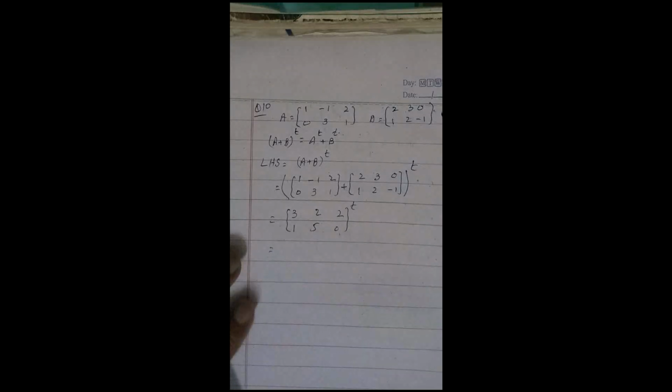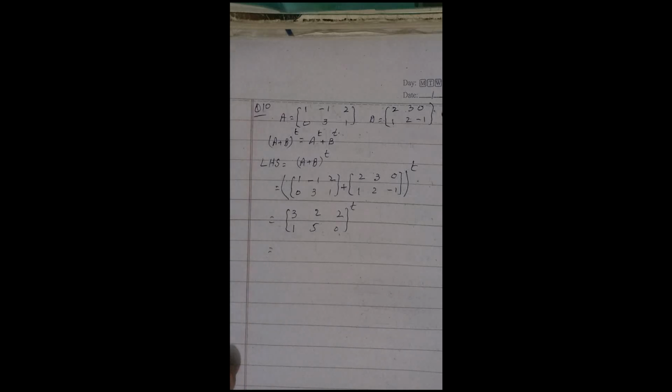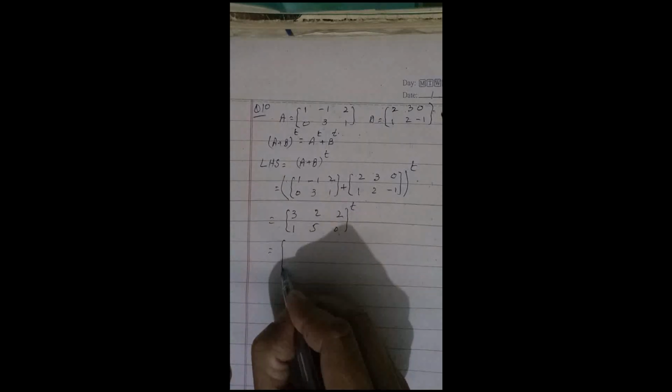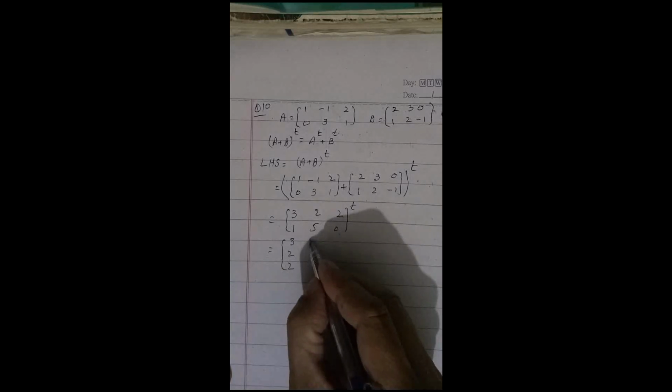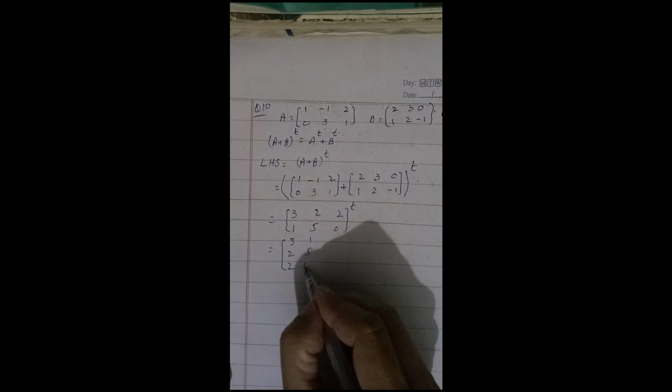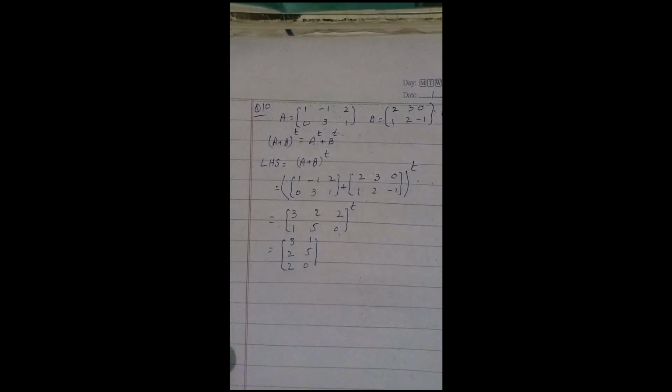transpose. Now we take the transpose of this resultant matrix, and we know that when we take the transpose, the rows are shifted to columns and the columns are shifted to rows, and we get 3, 2, 2, 1, 5, 0. This is the transpose of A plus B whole transpose.